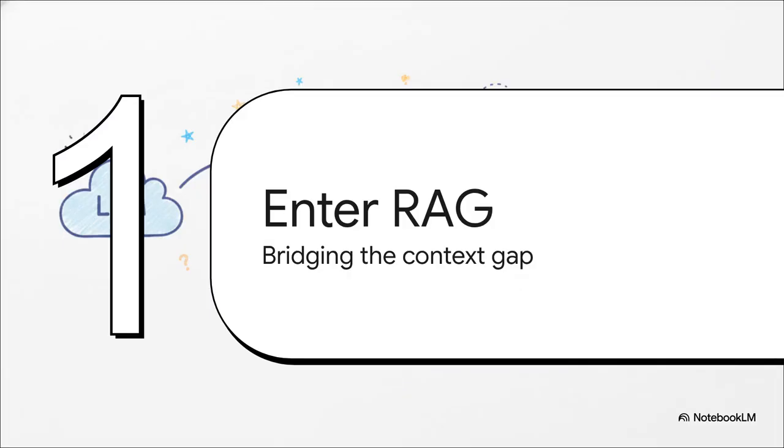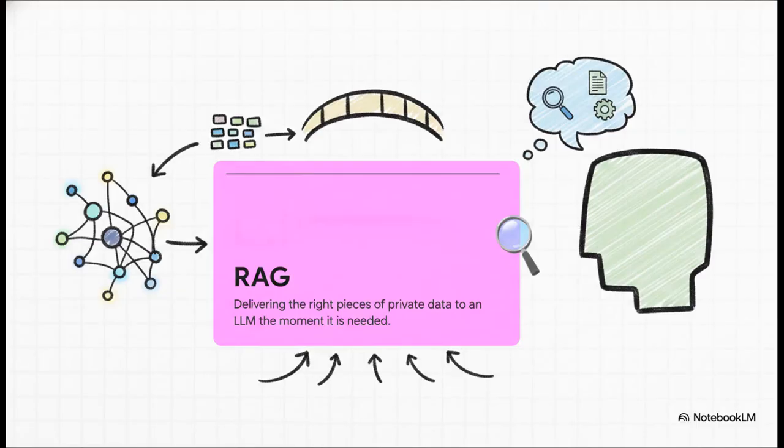Moving right along to Section 2, enter Retrieval-Augmented Generation. So now that we clearly see that massive limitation, we obviously need a way to bridge this gap. We have to connect this powerful generalized model to our highly specific private data silos. And Retrieval-Augmented Generation is exactly that dynamic bridge. It's an architectural pattern, and its entire mission in life is delivering exactly the right pieces of your private data to the LLM at the exact moment that data is requested.